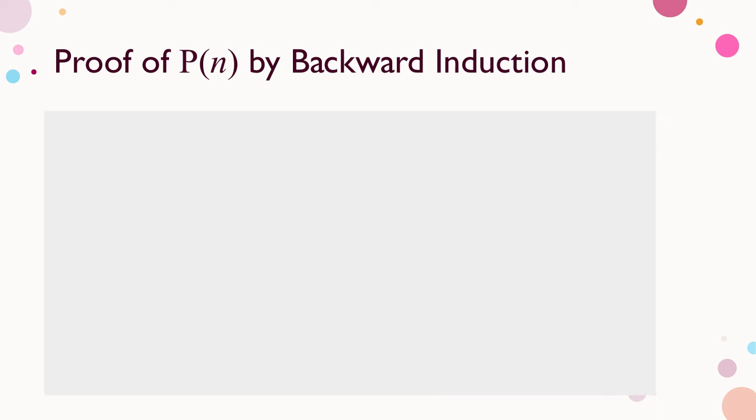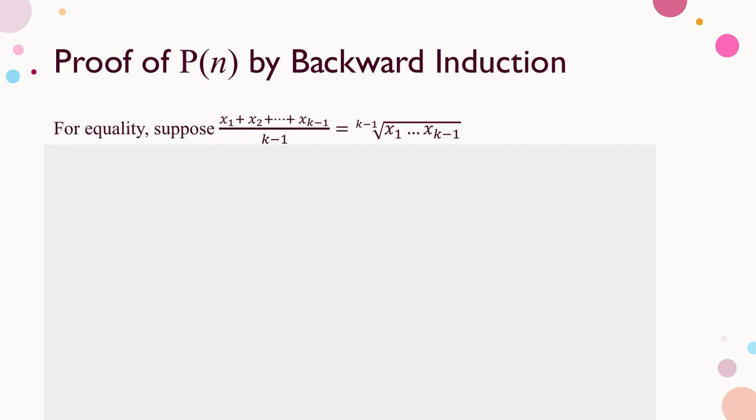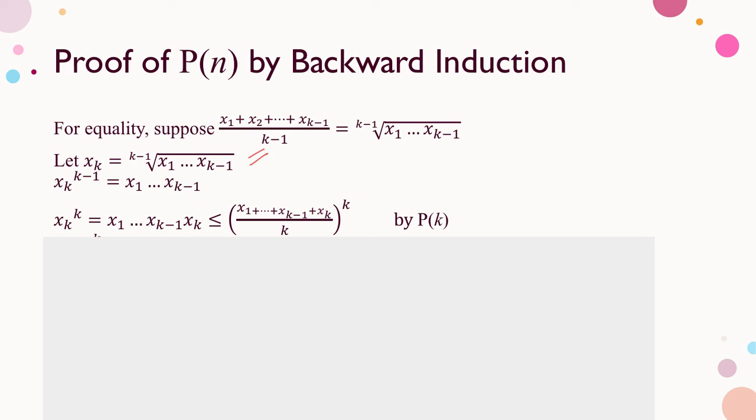Now the second part, the equality. If all terms are equal, by direct substitution, the equality holds. So consider the converse. Suppose the AM of the given k minus 1 terms equals the GM. Like before, we define a new term, xk, which is the GM of the given k minus 1 terms, and therefore it is also the AM. First, we remove the surd by taking the power. Multiply xk to both sides, so that the right-hand side is a product of k terms.